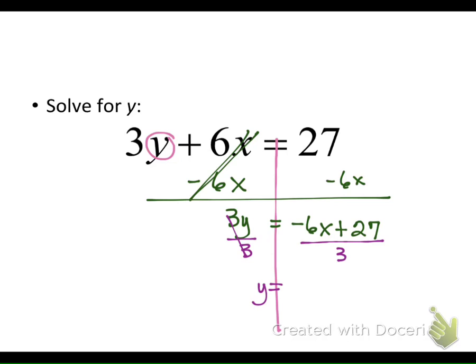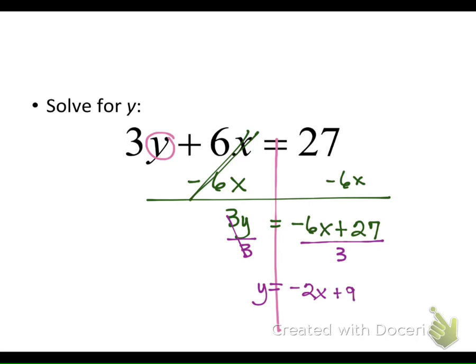Now, if I'm going to divide this side by 3, I'm going to have to think to myself, negative 6x divided by 3. What's negative 6x divided by 3? 2x. What type of 2? Negative 2. So negative 2x. Then I look back, positive 27 divided by 3. Positive 9.